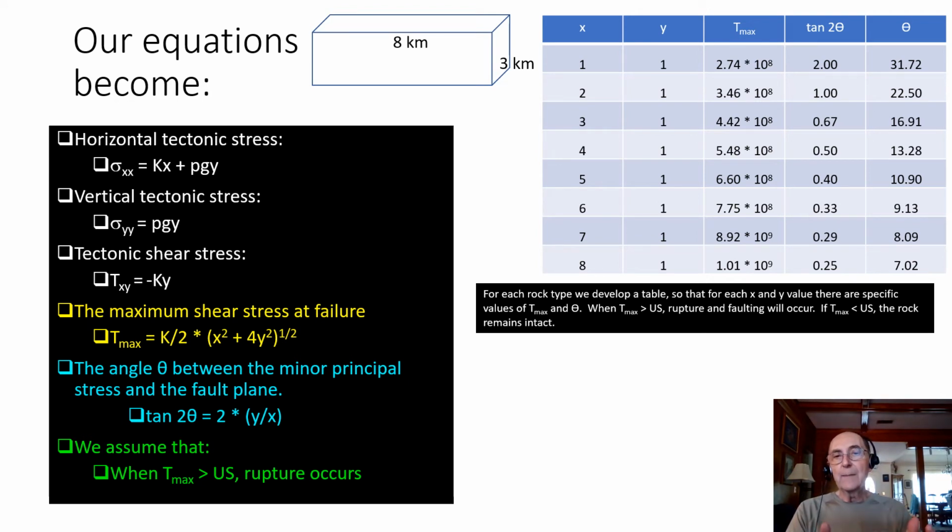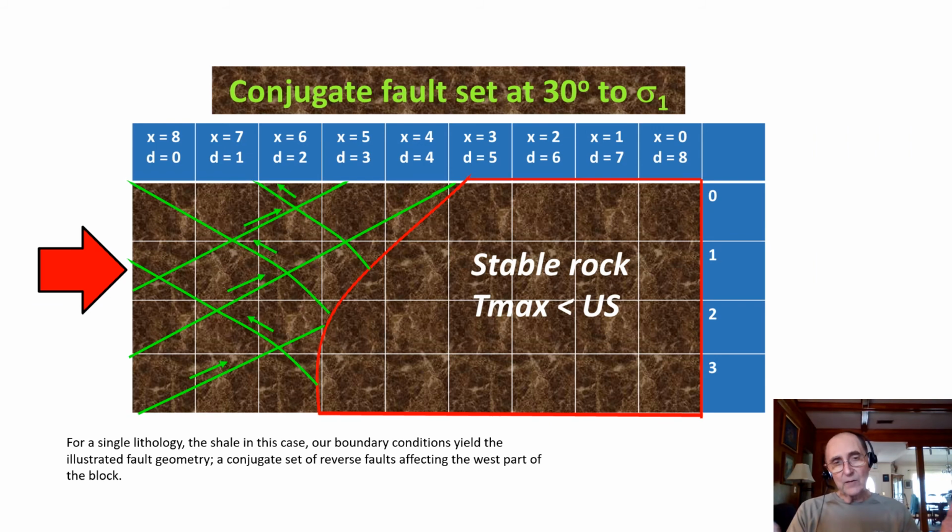For each rock type, we develop a table like the one shown here, so that for each x and y value, there are specific values of tau max and theta. When tau max is greater than the ultimate strength, faulting will occur. If tau max is less than the ultimate strength, the rock remains intact. So then what is our fault geometry based on this model?